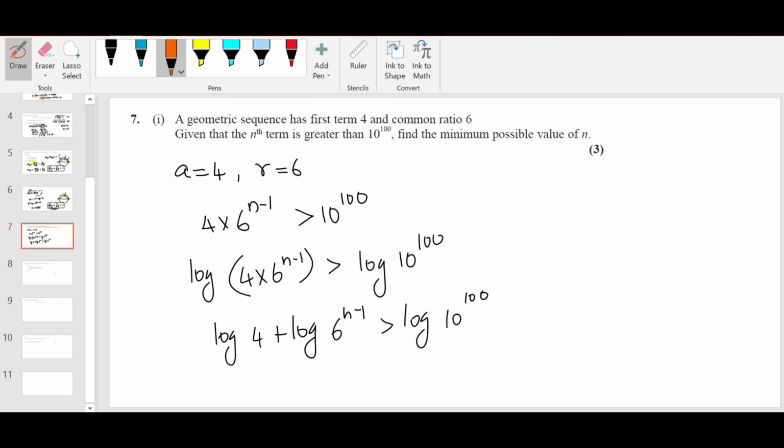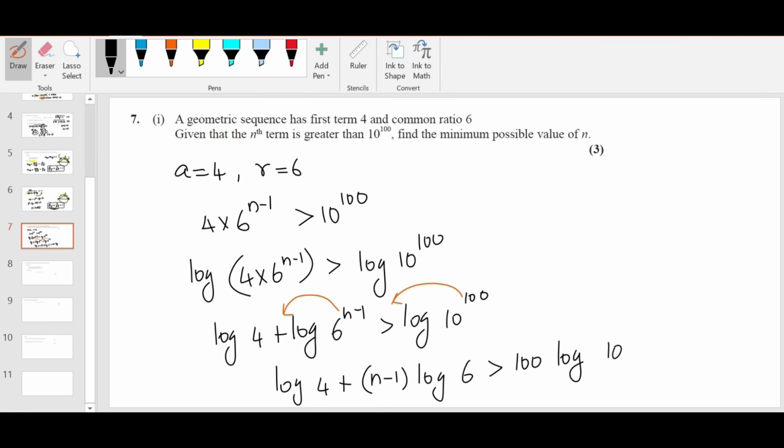Then again, using laws of logarithm, you can put the power in front here. So it's going to be log 4 plus n minus 1 log 6 is greater than 100 log 10. Now you can just put the base of logarithm as 10, default base 10. So this becomes 1. The value of this becomes 1. Now we are going to make n as a subject. So bring the log 4 to the other side. So n log 6 minus log 6 is greater than 100 minus log 4.